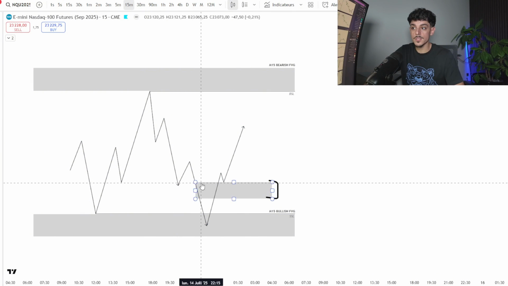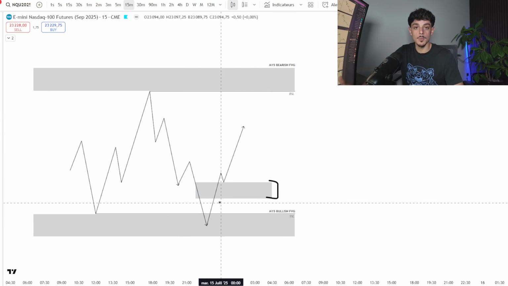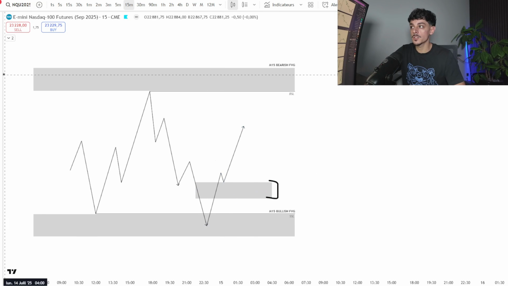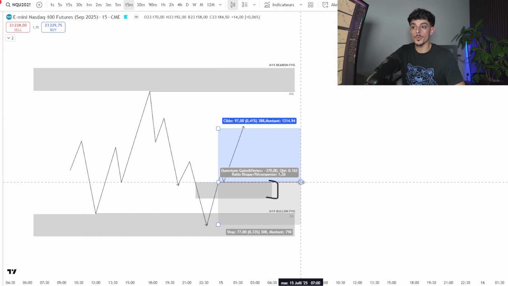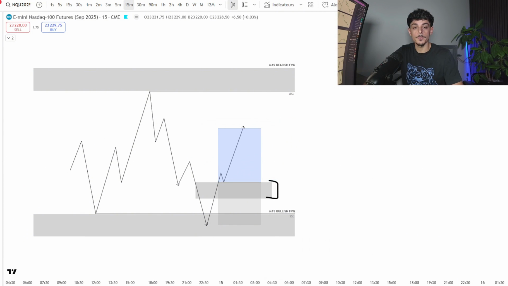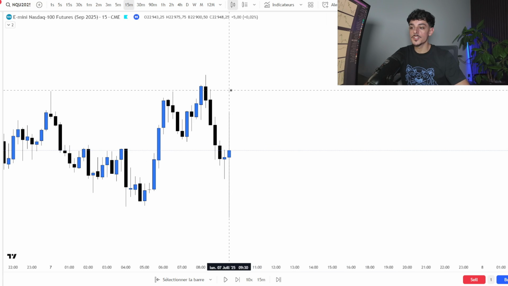So as soon as you inverse this bearish fair value gap right here, creating a bullish inversion, this is your confirmation to go long with your stop loss right below this level for a 1-to-1 risk to reward ratio for a reversal play. Here's the first example that happened on Monday, July 7th.